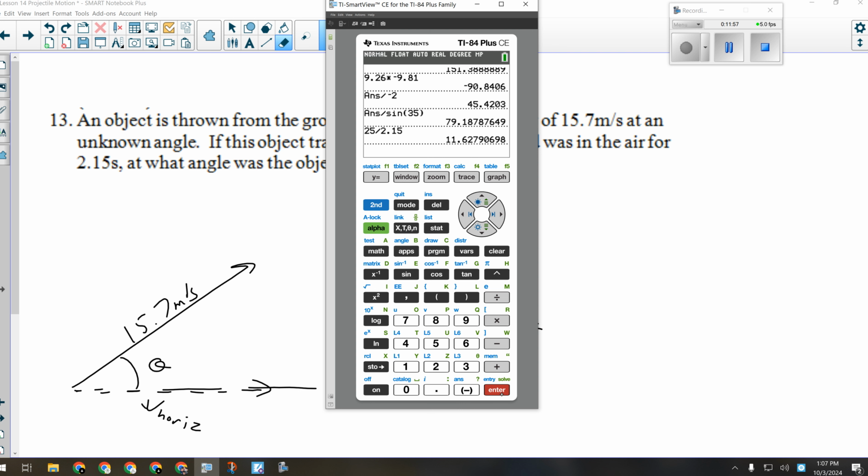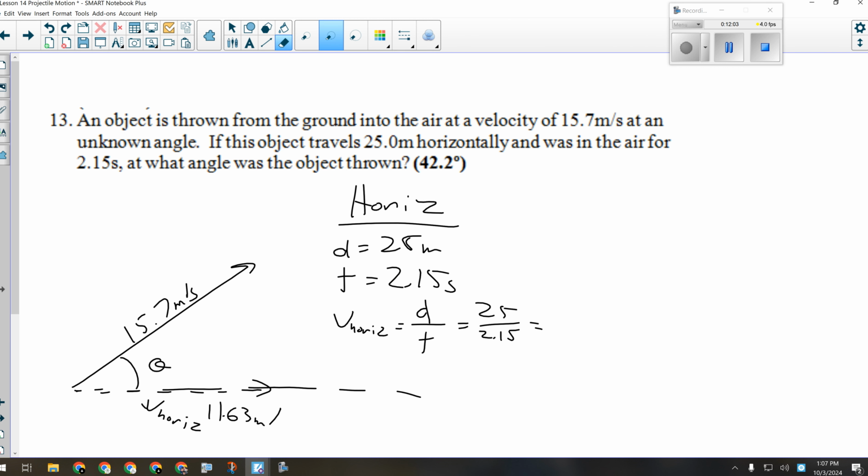Okay, so 11.62 meters per second, or 11.63. All right, now I know two sides of the triangle. I know the adjacent side and the hypotenuse. So I'm just going to say that the angle will be the inverse cos of the adjacent side, 11.63 divided by 15.7, and when I do that, I should get 42.2 degrees above the horizontal.